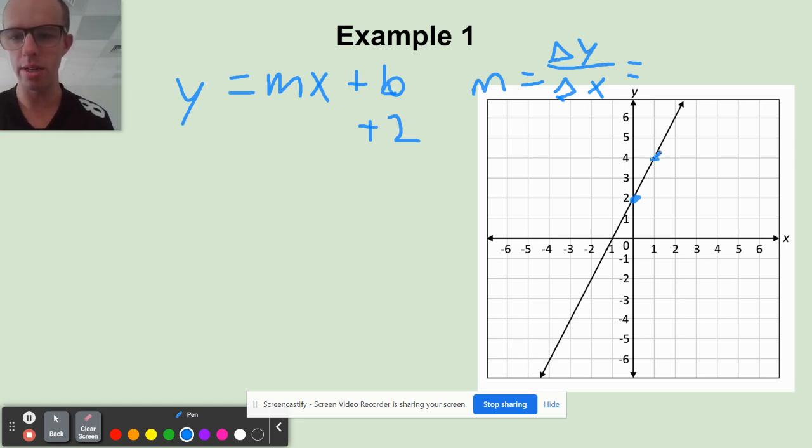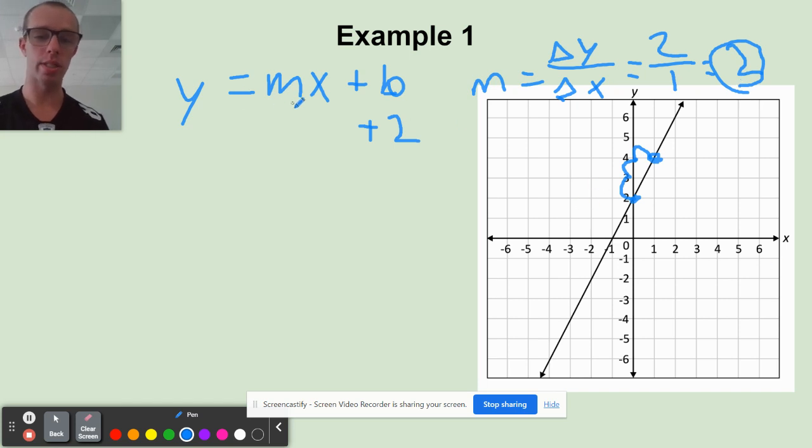So if I pick 2 points on my graph, I have one here, I have one here. How much does y change from here to here? Well, it goes from 2 to 4. So how much did it change? It changed by 2. Now, how much did the x change from here to here? It looks like we only go over 1. So the change in y over the change in x is 2 over 1. It's fine to leave it as a fraction, or you can divide 2 divided by 1, which is 2.